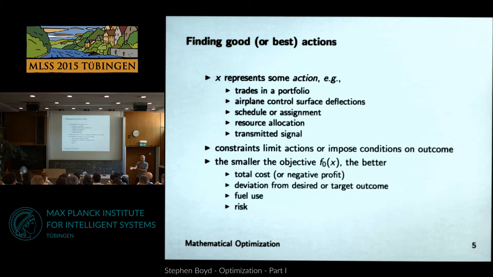This could be a perfect glide slope down that touches down right at the perfect point, whatever, 100 meters from the beginning of the runway, right? That's the trajectory you want to follow. It could be fuel use, right? It could be risk in a portfolio. So you want to achieve certain things, but you want to minimize the risk associated with that choice. Okay. So this is the most obvious case where you optimize, because you're actually trying to figure out what is the best thing to do.